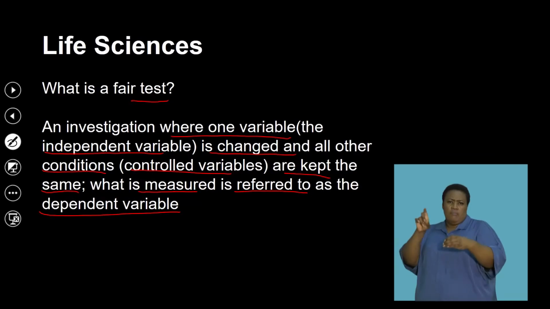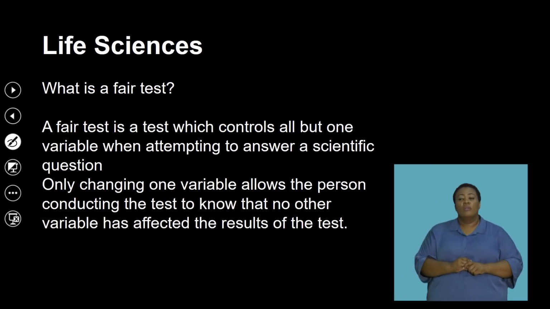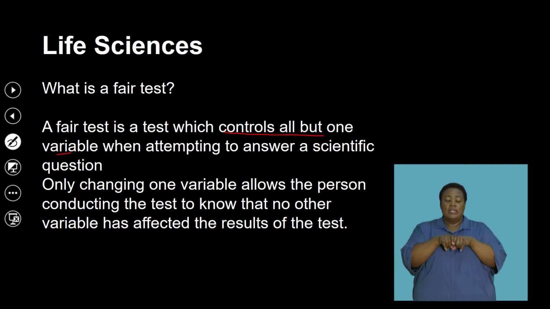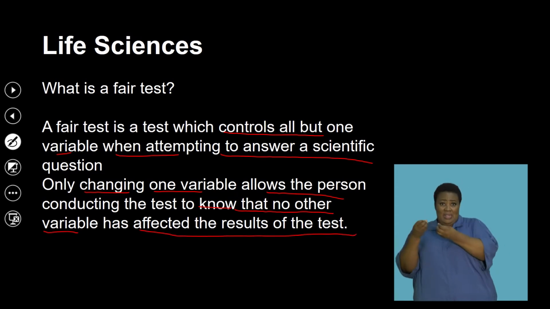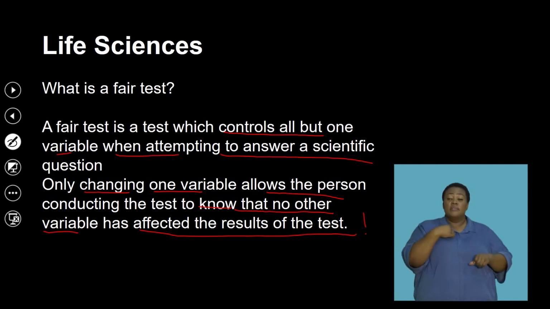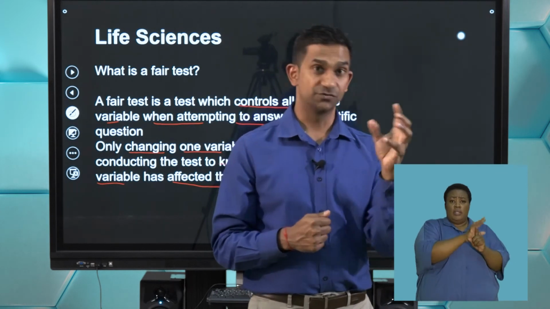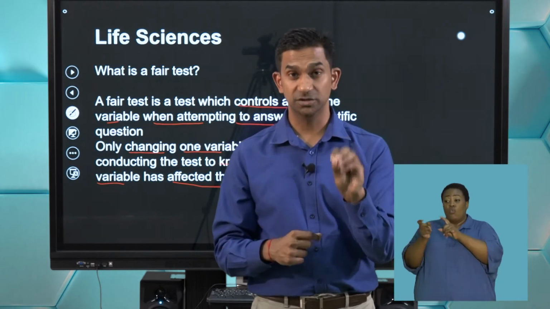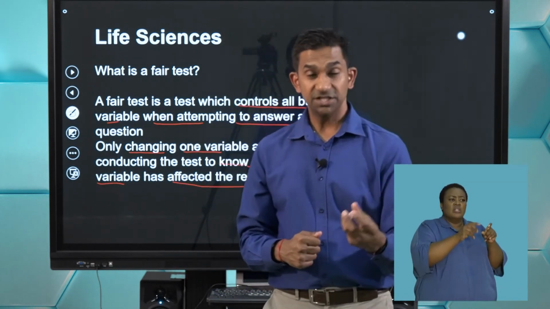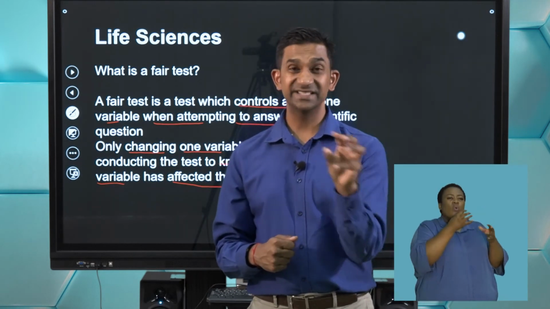Okay. So, a fair test is a test in which the controls are all but one variable when attempting to answer a scientific question. Only changing one variable allows the person conducting the test to know that no other variable has affected the results of the test. And as I mentioned, this is the best way to know and isolate the impact of the independent variable, is for you to have a control group as well as having the control variables kept constant. Some textbooks, some teachers refer to that as your fixed variables, things that are kept constant.